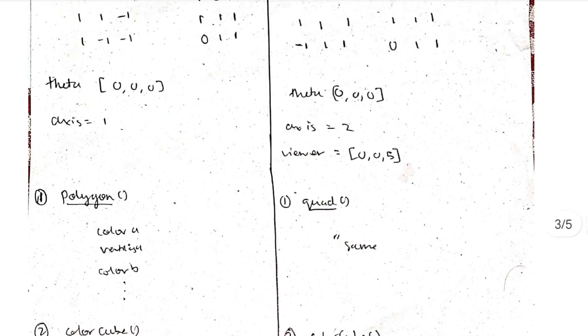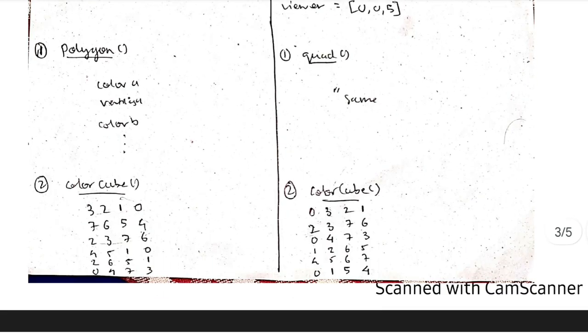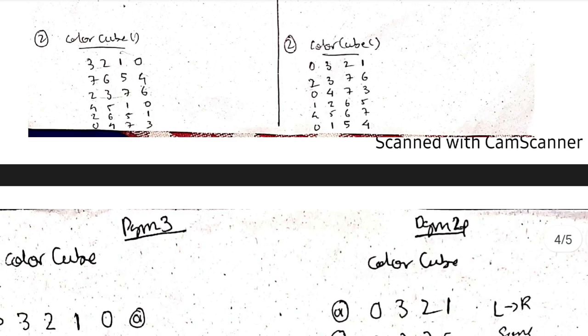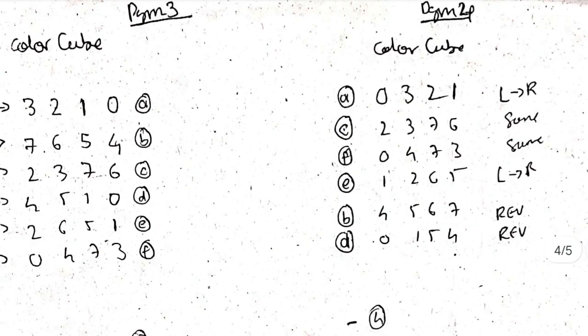And here we have the theta values 0 0 0, axis is 1 in the third program, in the fourth program axis is equal to 2, theta is 0 0 0 in both cases. Here we have viewer 0 0 5. After I said that, polygon and quad is same, color A vertices A, color B vertices B, color C vertices C, and color D vertices D. Same thing here and here. Color cube is this, I'll discuss that in a few moments.